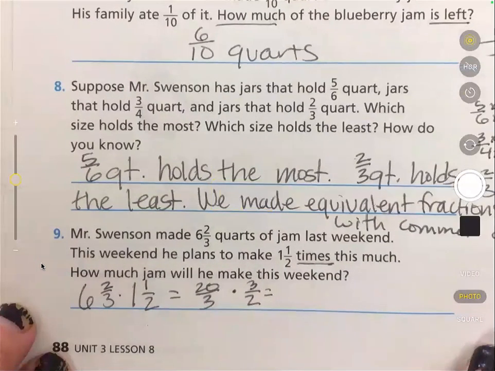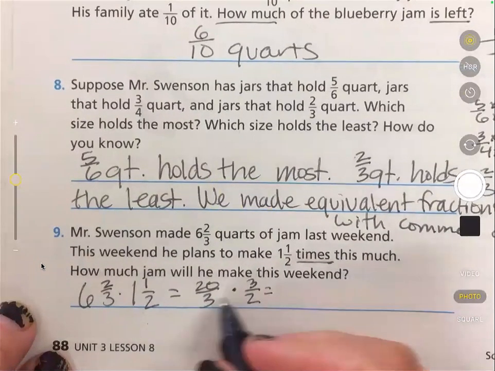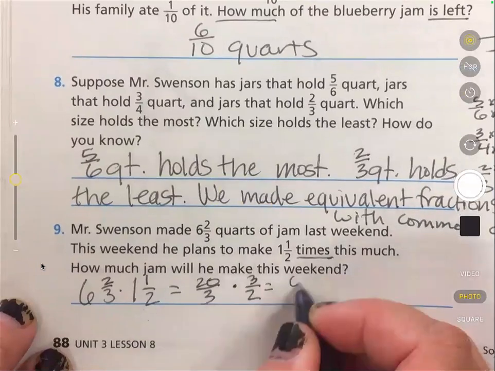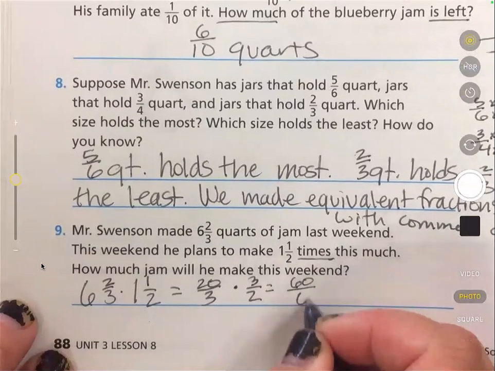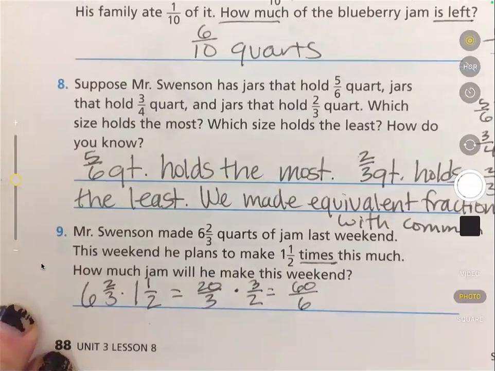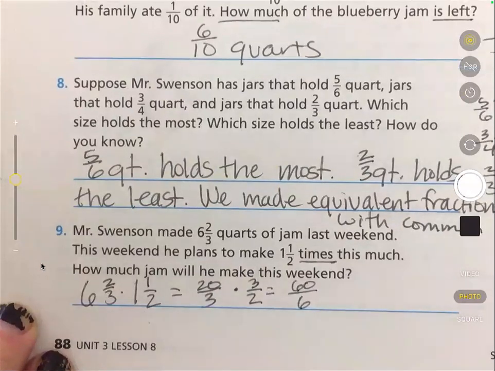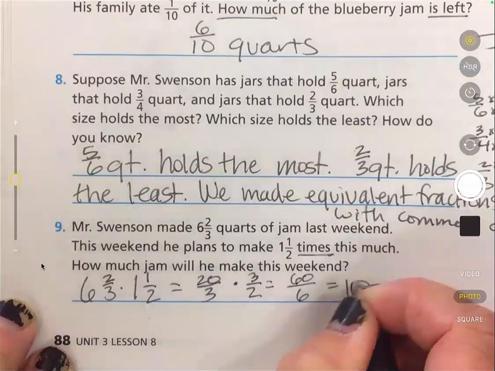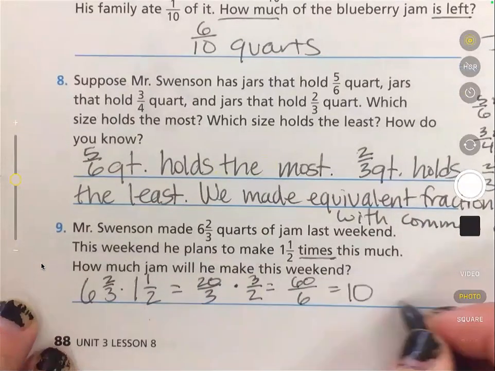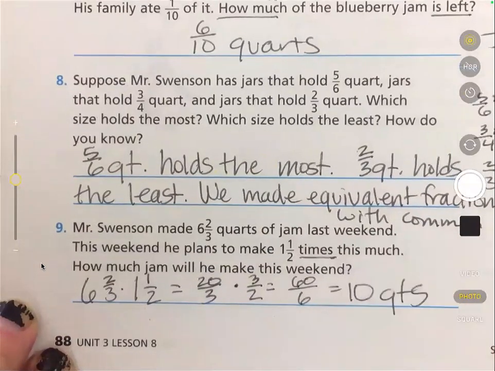If I don't, I end up with 20 times 3, which is 60, over 6. Oh, I can simplify that pretty easy, right? How many times does 6 go into 60? 10 times. 10 quarts would be my answer.